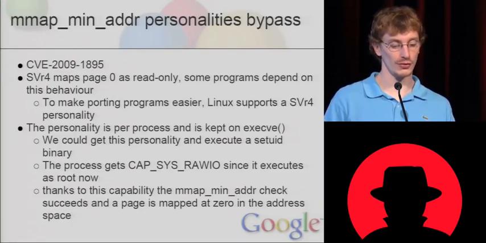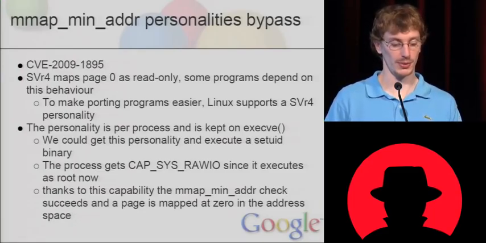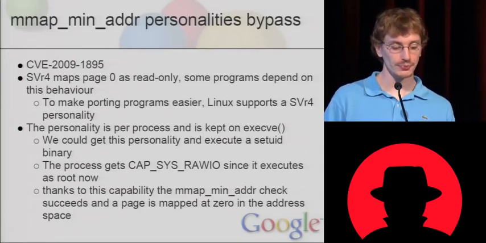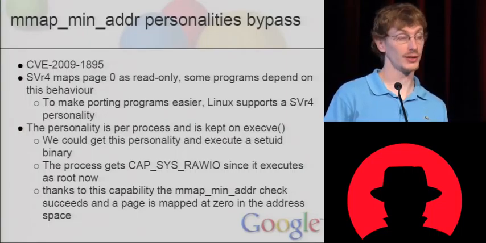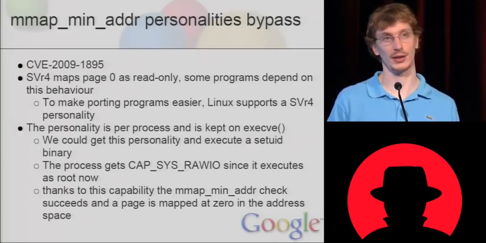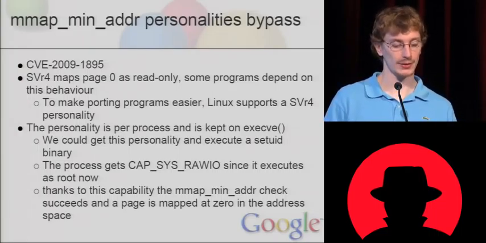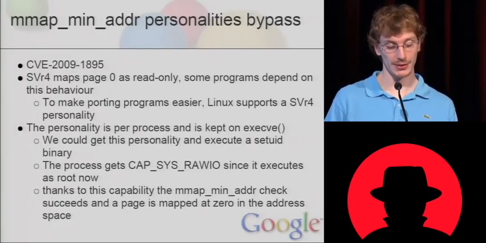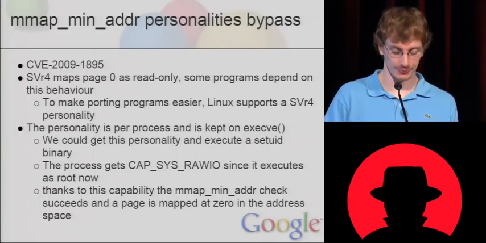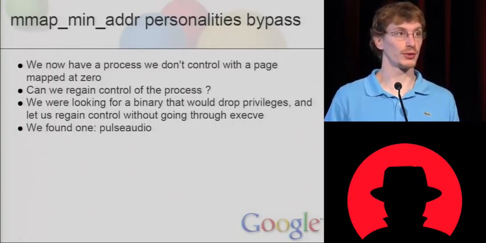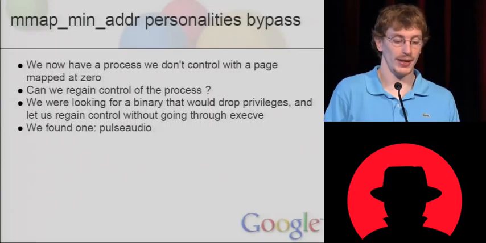So the funny thing is, we could get this personality and just choose to execute a setuid binary. Then, since this is a setuid binary, it automatically gets the CAP_SYS_RAWIO capability, since it executes as root. And thanks to this capability, the mmap_min_addr check is bypassed, and a page is mapped at 0 in the address space. But of course, there's not much we can do. It's a root process we don't control, which has a page mapped at 0.